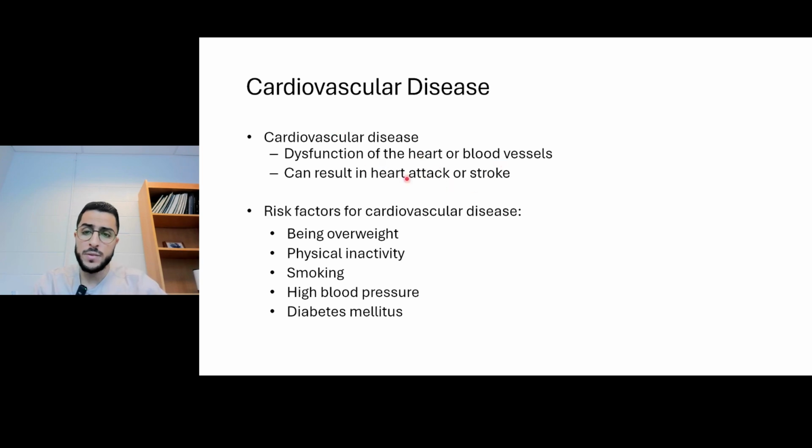The difference between a heart attack and a stroke is that the heart attack is due to a vein that is not in the brain, while the stroke is due to a vein or artery that is in the brain. Okay. So let's see.